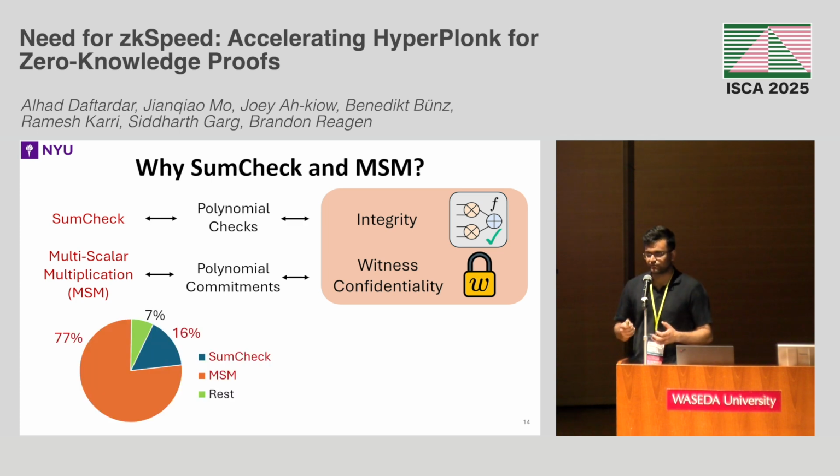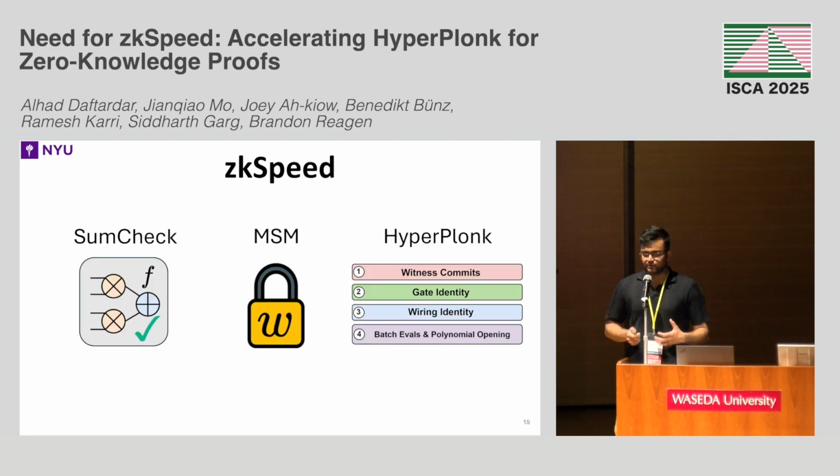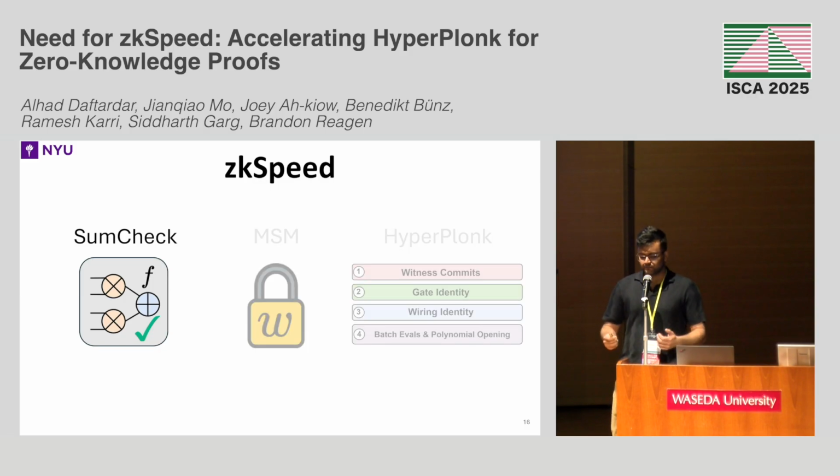These two kernels account for roughly 93% of the total proving process, but in zkSpeed, we accelerate everything. So as a roadmap, I'll be talking about SumChecks, MSMs, and the HyperPlonk protocol in this specific order. So let's start with what SumCheck is.